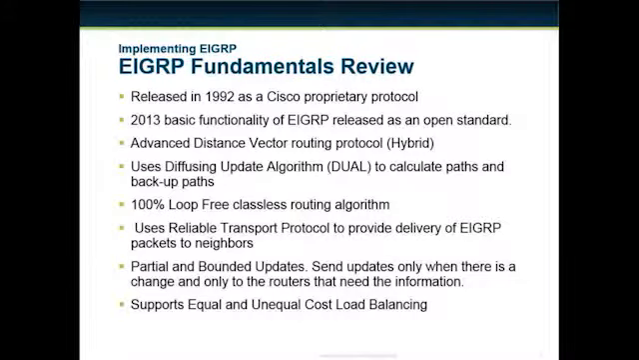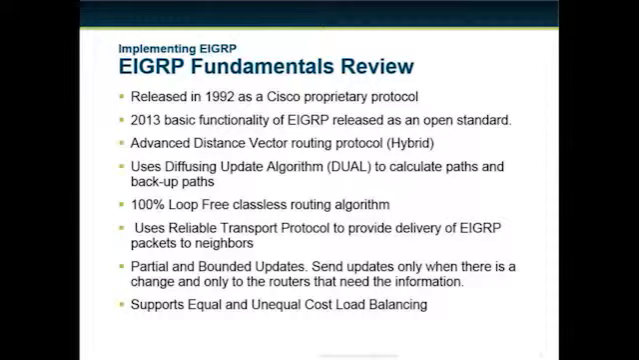That loop-free classless routing process includes things like defining a successor route, and then, based on the variables and the values for that successor route, defining something called a feasible successor route. The feasible successor is the secondary path in the event that the primary path fails. We are limited in how we define that feasible successor. There is a set of criteria that need to be met before that route can be considered a feasible successor. And all of that is part of this 100% loop-free classless routing algorithm that EIGRP provides.